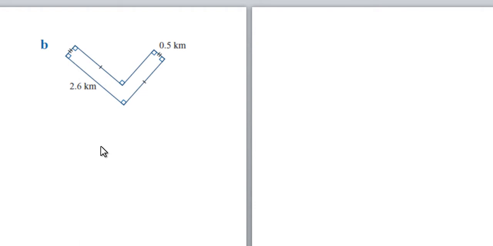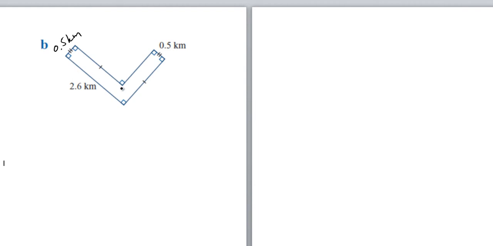Okay, so we're looking at exercise 1b, question 3b. In this question, we're asked to find the perimeter of this shape. Immediately it should be clear that we don't have the length of all the sides just by looking at it. We can, for instance, straight away write in that this side here, the one with two dashes, matches this side here, the other one with the two dashes. So we can straight away write in the 0.5 kilometers.